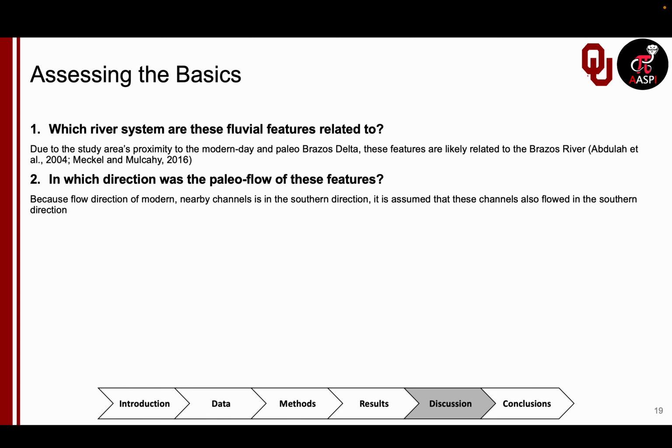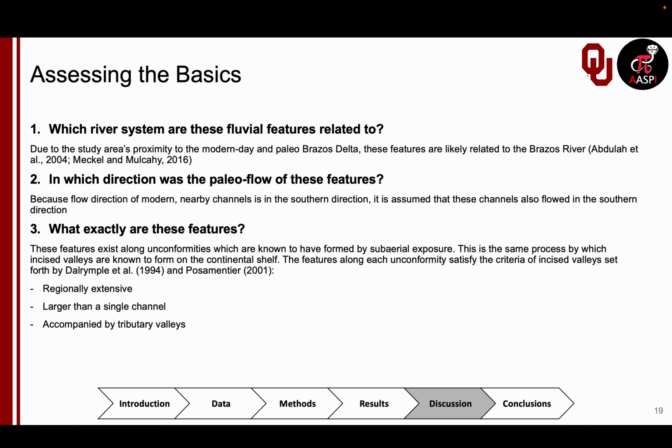Also important, we want to know in which direction was the paleo flow of these features. So I showed you all these fluvial systems are trending north to south, and we know that today river systems tend to flow north to south. So it is safe to assume that the flow direction along these unconformities was in the southern direction.